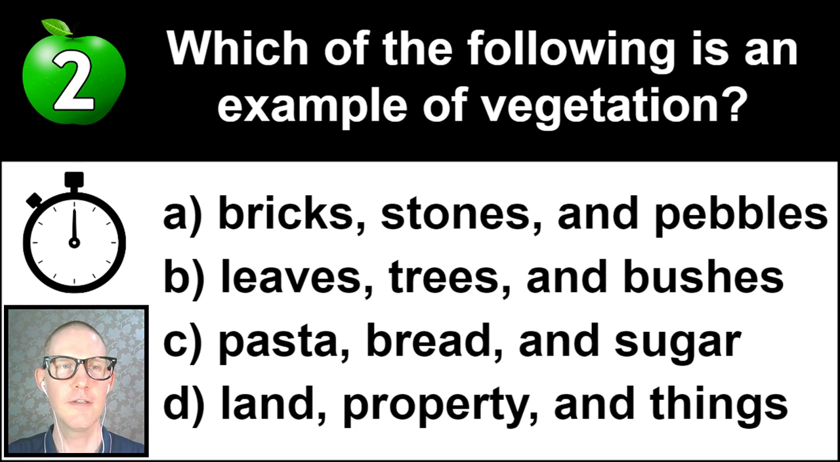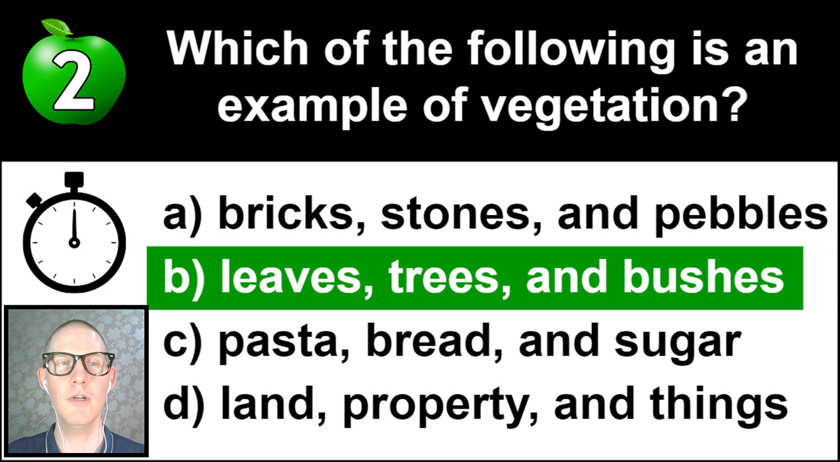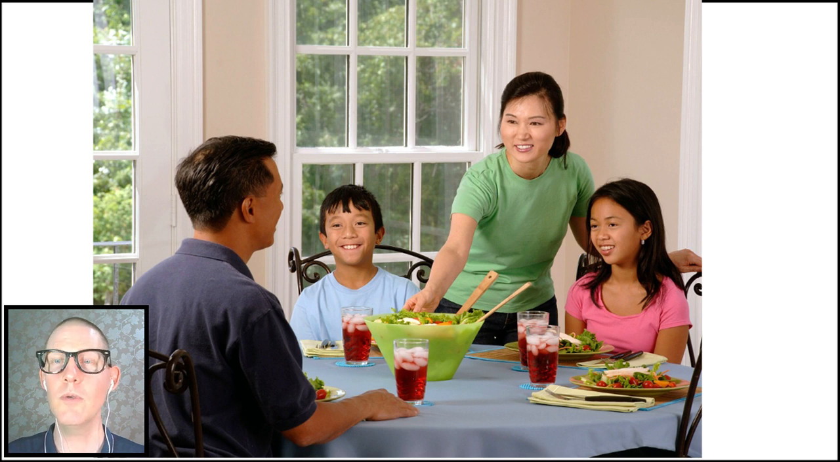Okay. All right, I see lots of the same answer. Which of the following is an example of vegetation? The answer is B, right? Leaves, trees, and bushes, things that are green. All right, so before we were talking about what we can see through the window, and we can see lots of leaves and trees and maybe some bushes, so that is vegetation.